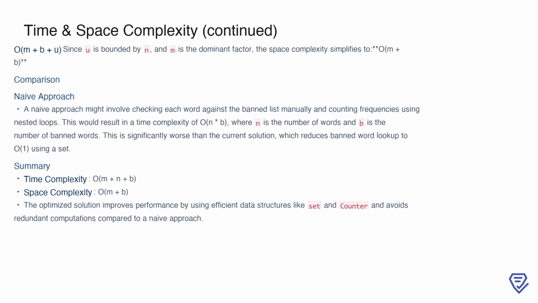A naive approach would have a time complexity of n*b, which is significantly slower than the optimized solution. By leveraging efficient data structures like sets for banned word lookups and the Counter object for frequency counting, we significantly reduce redundant computations. In summary, the optimized solution achieves a time complexity of m plus n plus b, and a space complexity of m plus b, making it far more efficient than its naive counterpart.